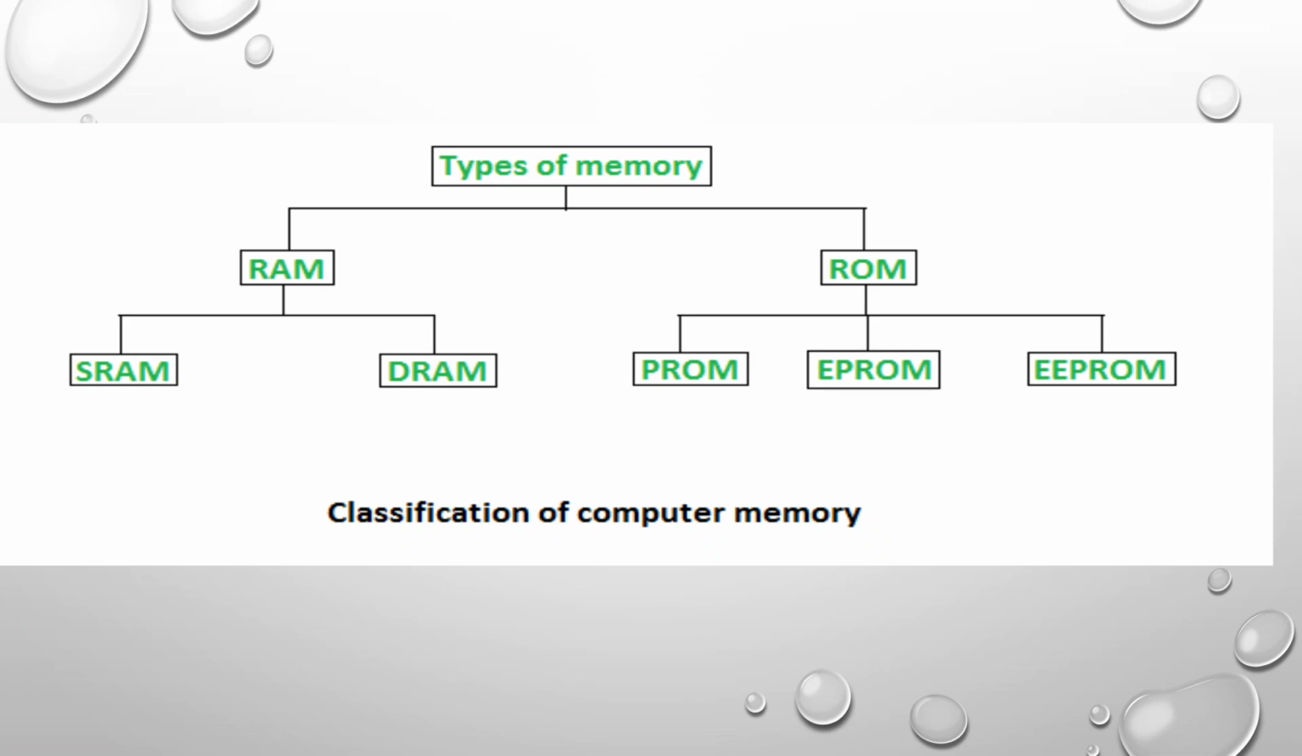RAM is classified into SRAM as well as DRAM, that is static random access memory and dynamic random access memory. ROM: the first one is PROM, then EPROM and EEPROM. PROM is programmable read-only memory. The next one is erasable programmable read-only memory. The next one is electrically erasable programmable read-only memory.